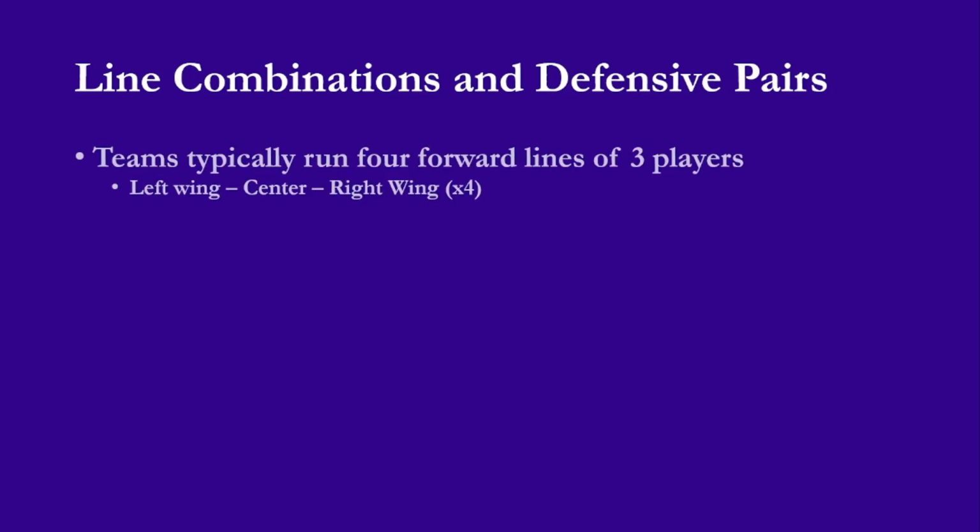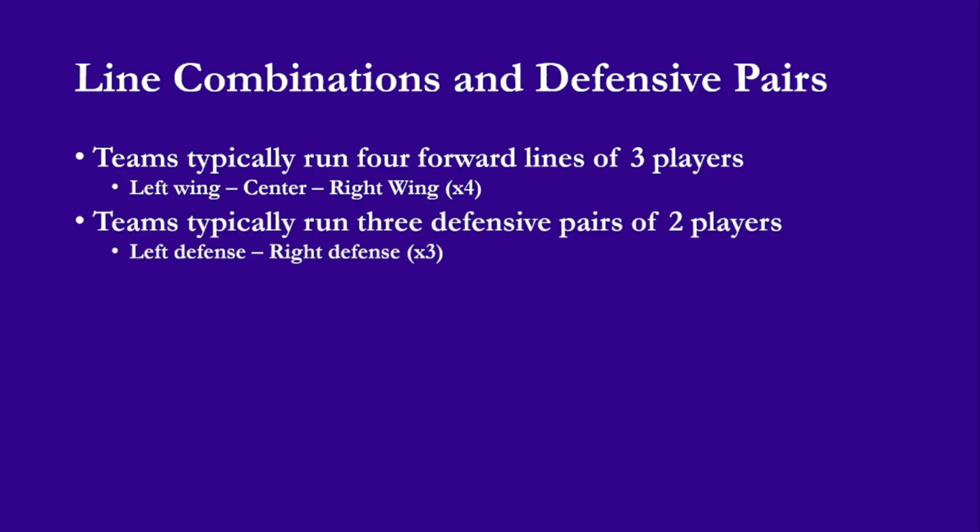So now on to the line combinations and defensive pairs. Teams typically run 4 forward lines of 3 players. These are broken out as left wing, center, and right wing on each of the 4 lines. Teams also run 3 defensive pairs of 2 players, which is often broken out as left defense and right defense for the 3 pairs. A lot of times for forwards, you'll see the specific position they're in, such as left wing or center, but defenders are often only labeled as defenders and not given the label on which side they play on. It depends on where you're pulling the information from.